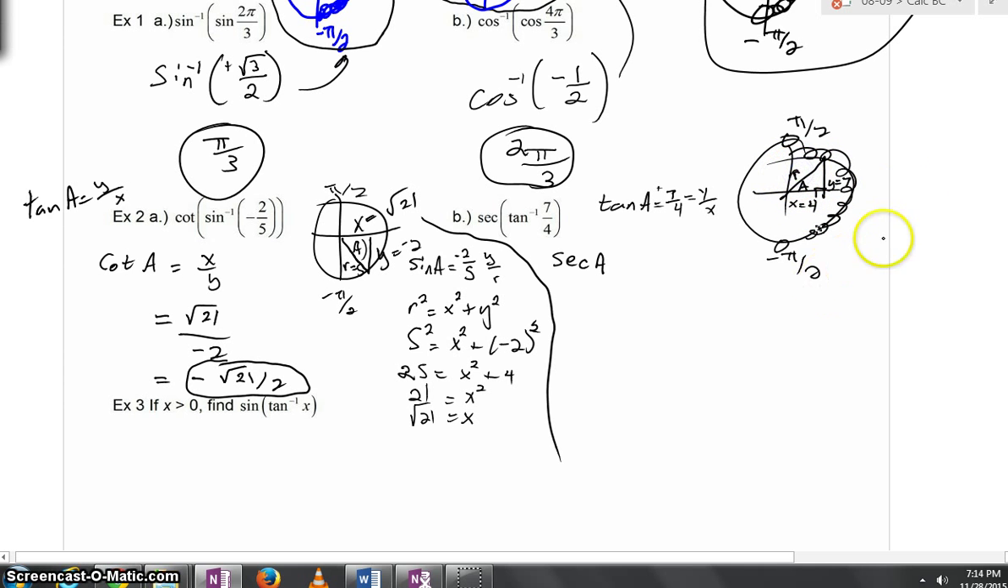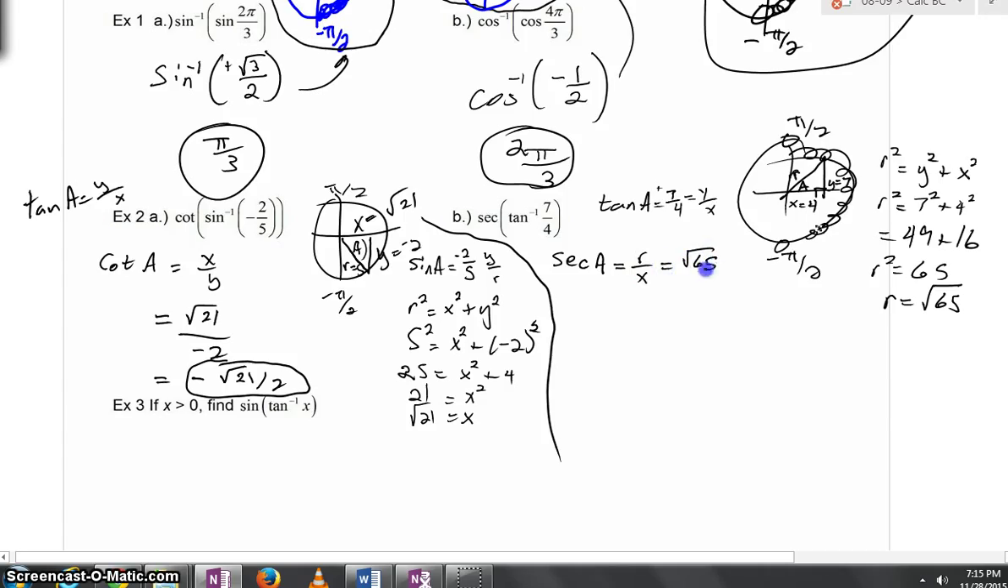We're left to find our r. So r squared is going to be y squared plus x squared. Without too much work, you'll see 7 squared plus 4 squared. That's 49 plus 16, and adding that up, you should get 65. R is a distance, so we'll always choose the positive radical here. And secant is the reciprocal of cosine. Cosine is x over r. Secant then is r over x. Plain and simply, we will have radical 65 all over 4, and we'll be done.